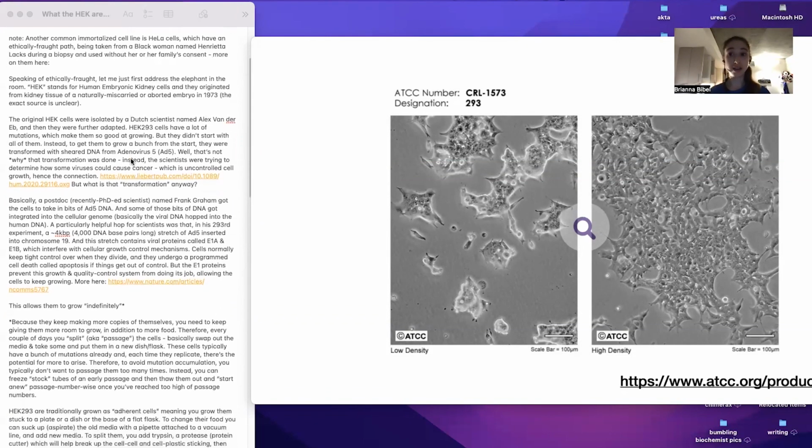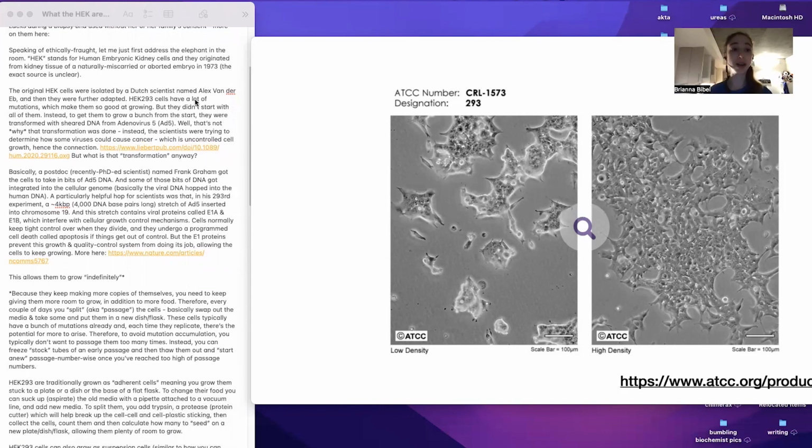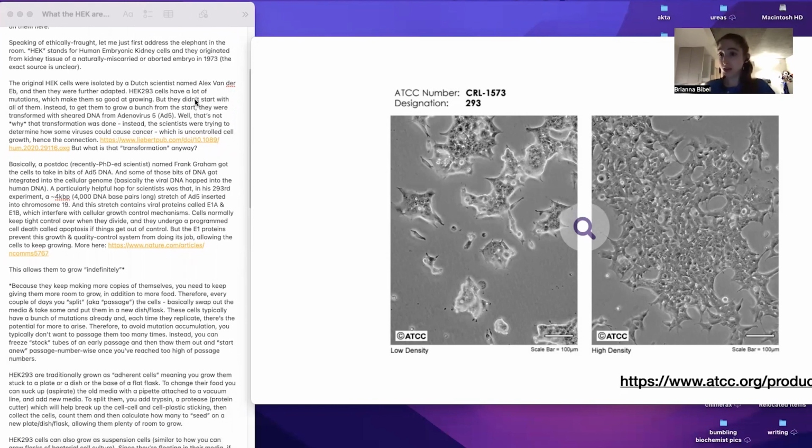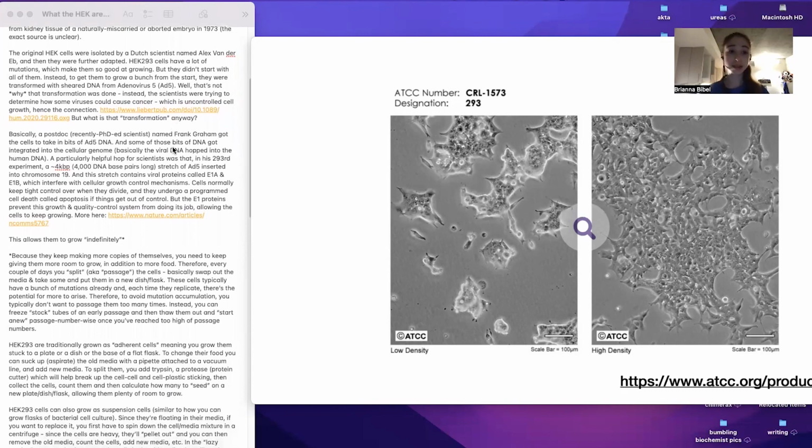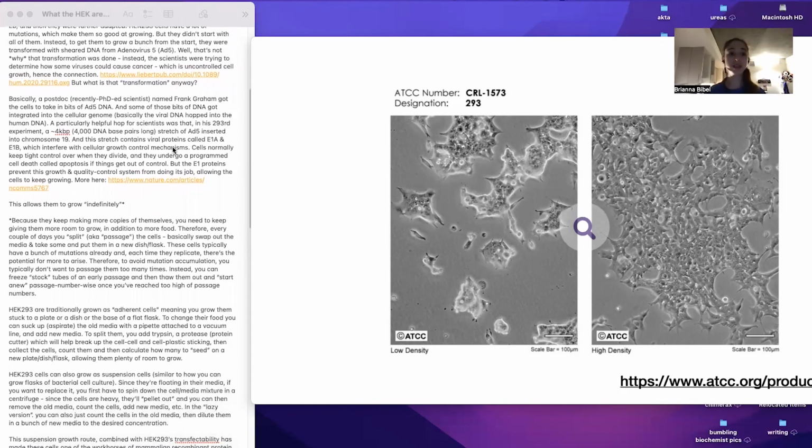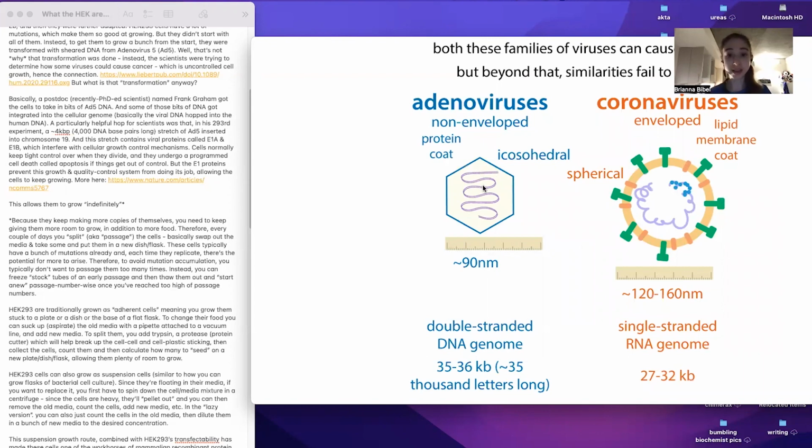Basically, these were generated in the 293rd experiment by a postdoc in this scientist's lab. A postdoc, that's someone like me. It's somebody who had recently gotten their PhD and is now doing additional research, often in a different lab, to try to get new skills, etc. This postdoc, Frank Graham, was constructing these cells with adenoviral DNA. Adenovirus is a double-stranded DNA virus. He was taking this sheared adenoviral DNA and transfecting, or transforming, these cells with it.